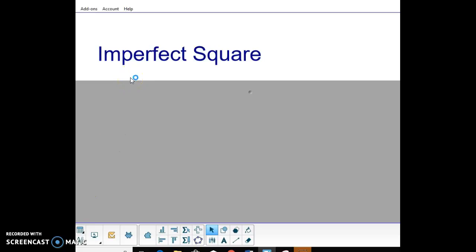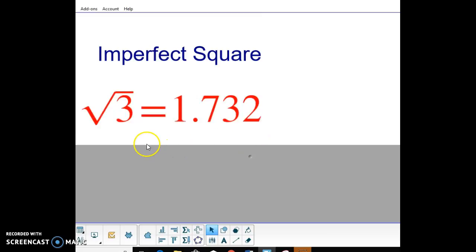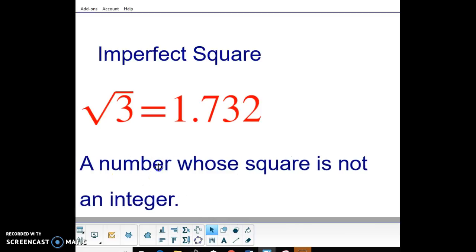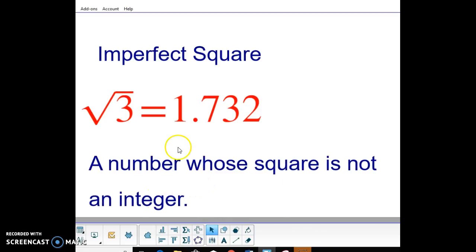An imperfect square is a number whose square root is not an integer. It's imperfect. So, for example, the square root of 3 is 1.732. When finding the square root of these numbers, the answer will not be an integer, but will be a fraction or a decimal. So remember, an integer has to be a whole number. It cannot be a decimal. It cannot be a fraction. So the square root of 3 is a decimal. So therefore, it is an imperfect square.